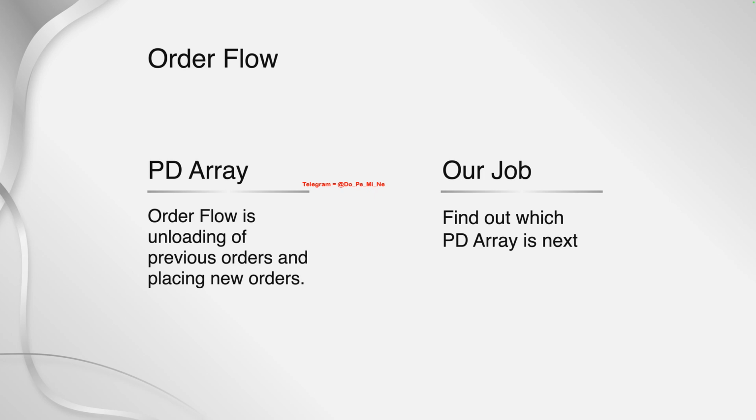We are always trading towards a PD array because the market is always unloading previous orders or placing new orders. So our job is to find out, well, which PD array is next? Where is the next place where we are unloading previous orders or we are going to place new orders? And that is exactly our job. So that leads to a basic understanding of order flow. We're going to dive way deeper into order flow, but this is the basic understanding right here.